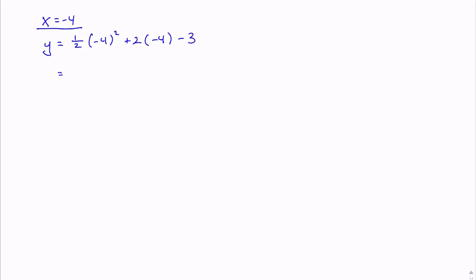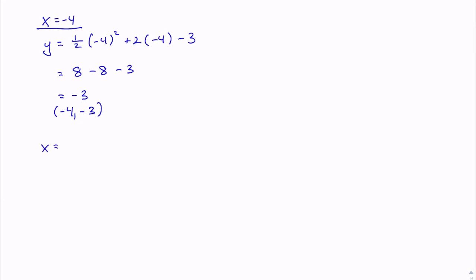-4 in parentheses squared is 16. 16 times a half is 8. In the middle, 2 times -4 is -8. And then we have the minus 3. So 8 minus 8 minus 3 is -3. And that gives us the ordered pair, -4, -3. In a moment, I will transfer all these values back to that table.